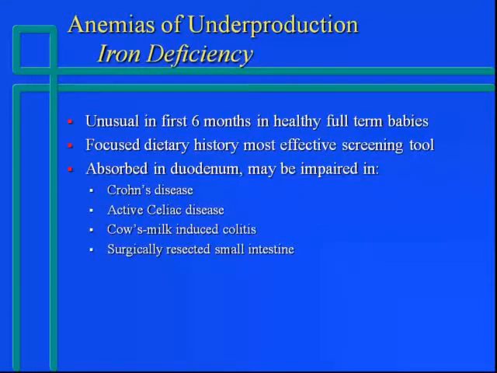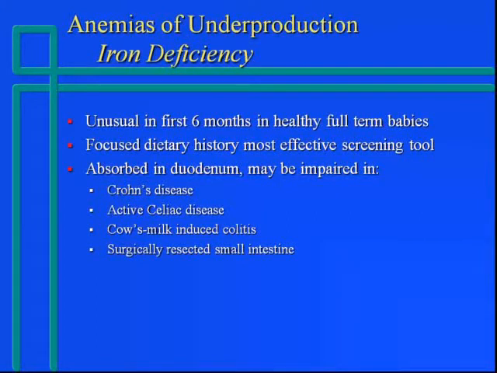Having said this, iron deficiency is quite unusual in the first 6 months of life in healthy full-term babies, and this is because babies are generally born with good iron stores from the mother. So this is usually not a major consideration when a newborn has anemia. Interestingly, a focused dietary history is actually the most effective screening tool for iron deficiency.